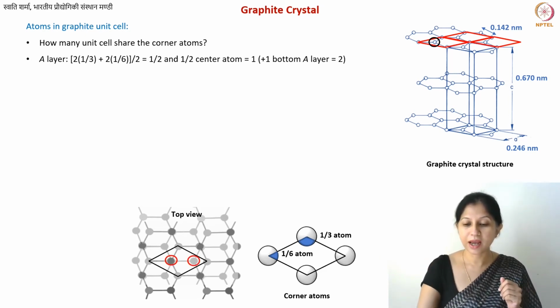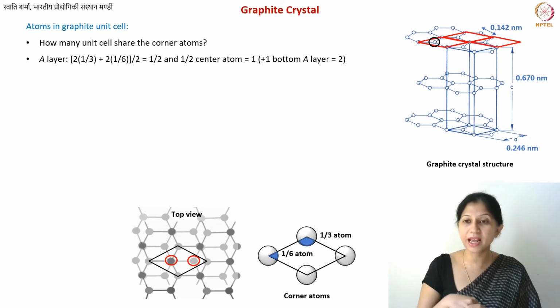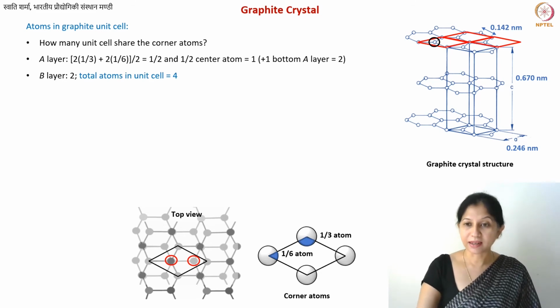Now here you can easily see how many atoms you have. So number 1 and the one behind this particular atom, these 2 are from the B layer. So you have 2 complete B layer atoms. They are not shared by the unit cell on top or bottom, so we don't need to worry about that. So we have 2 atoms coming from the B layer. Altogether we have 4 atoms in the graphite unit cell.